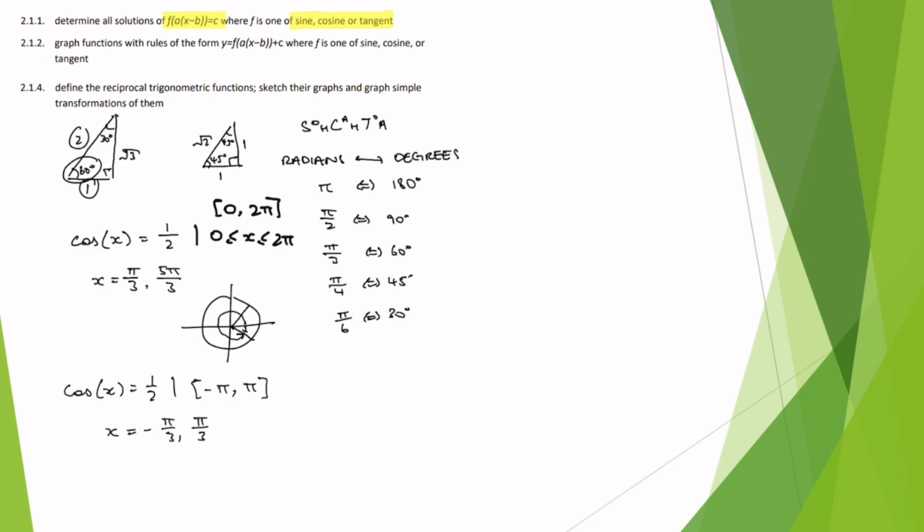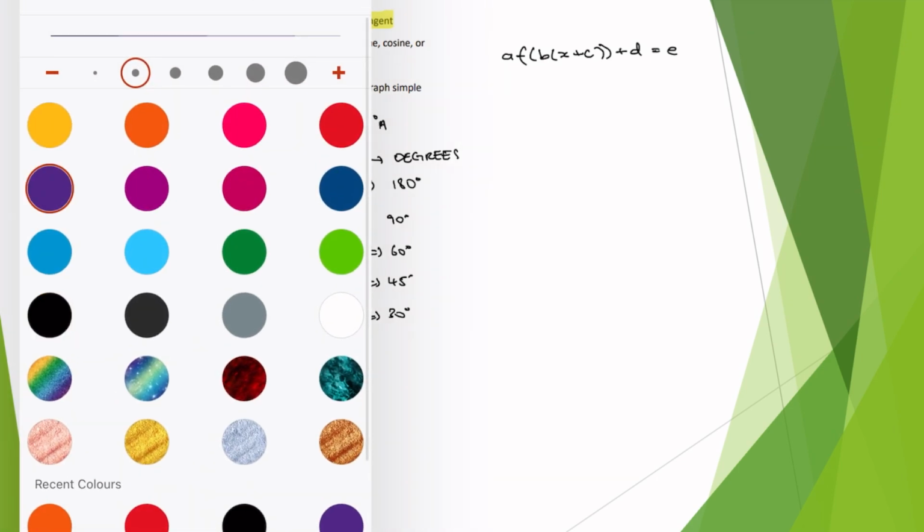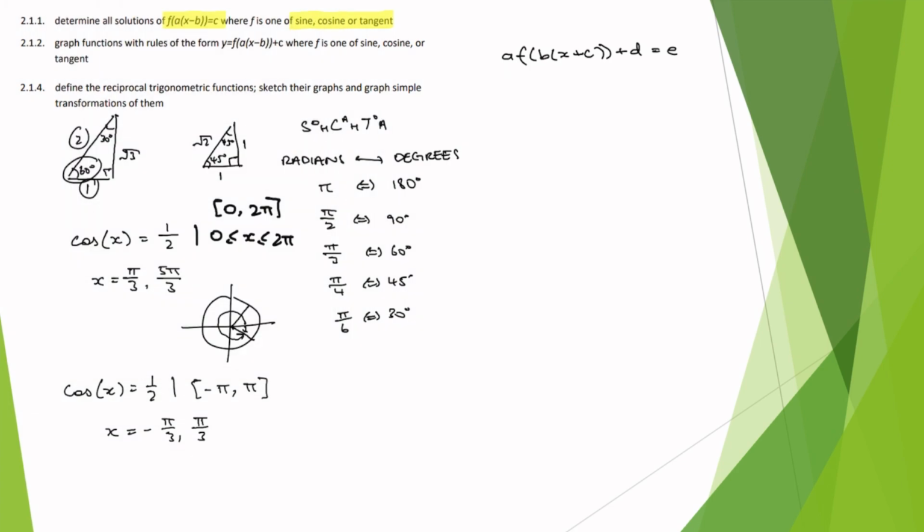Now, the next thing I'm going to go over is these transformations. So we have a function, maybe a f(bx + c) + d = e. I've made this slightly more complex than the example that's given in 2.1.1, and that's because you can actually get a lot more transformations than you think. So what I'm going to do now is break down what each of these variables do. What this a does is it affects the amplitude.